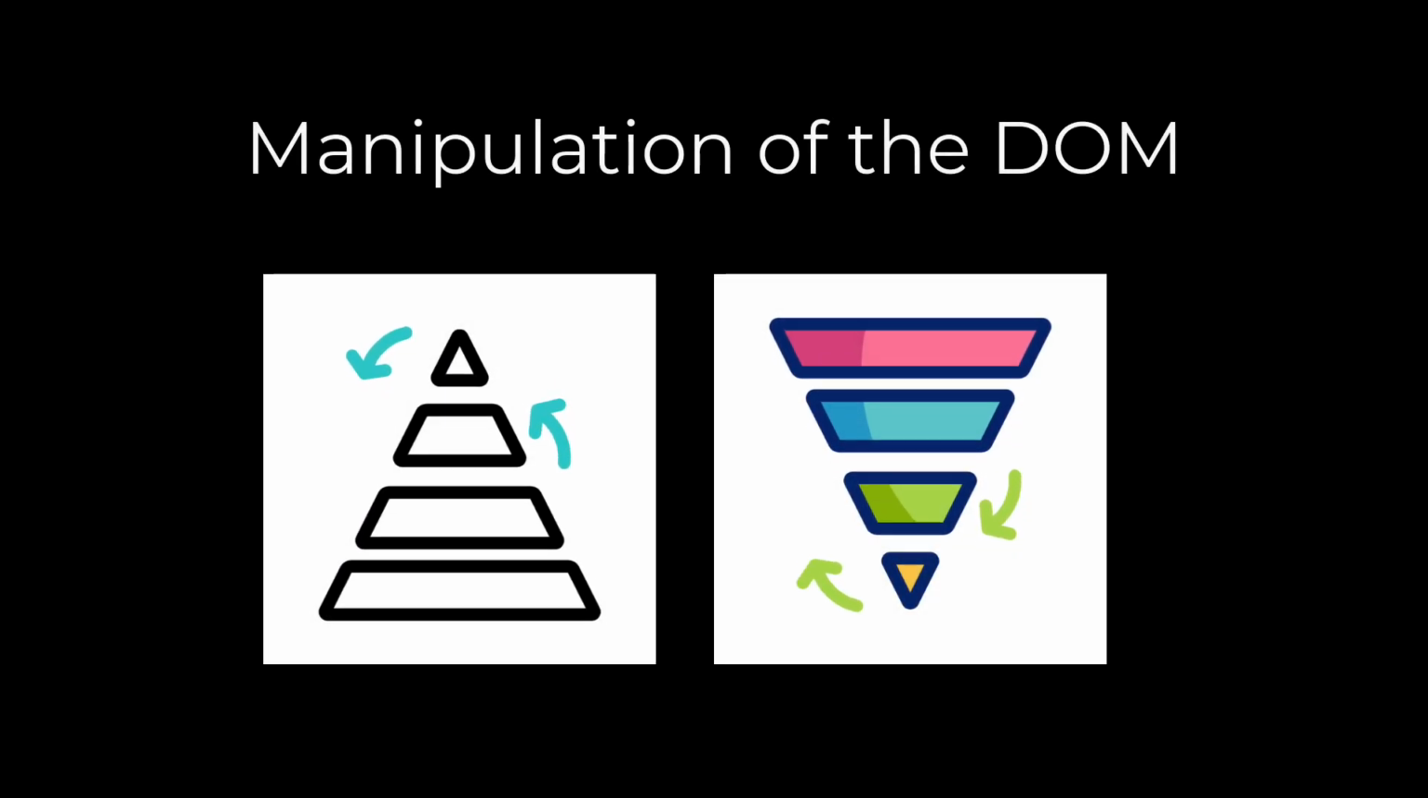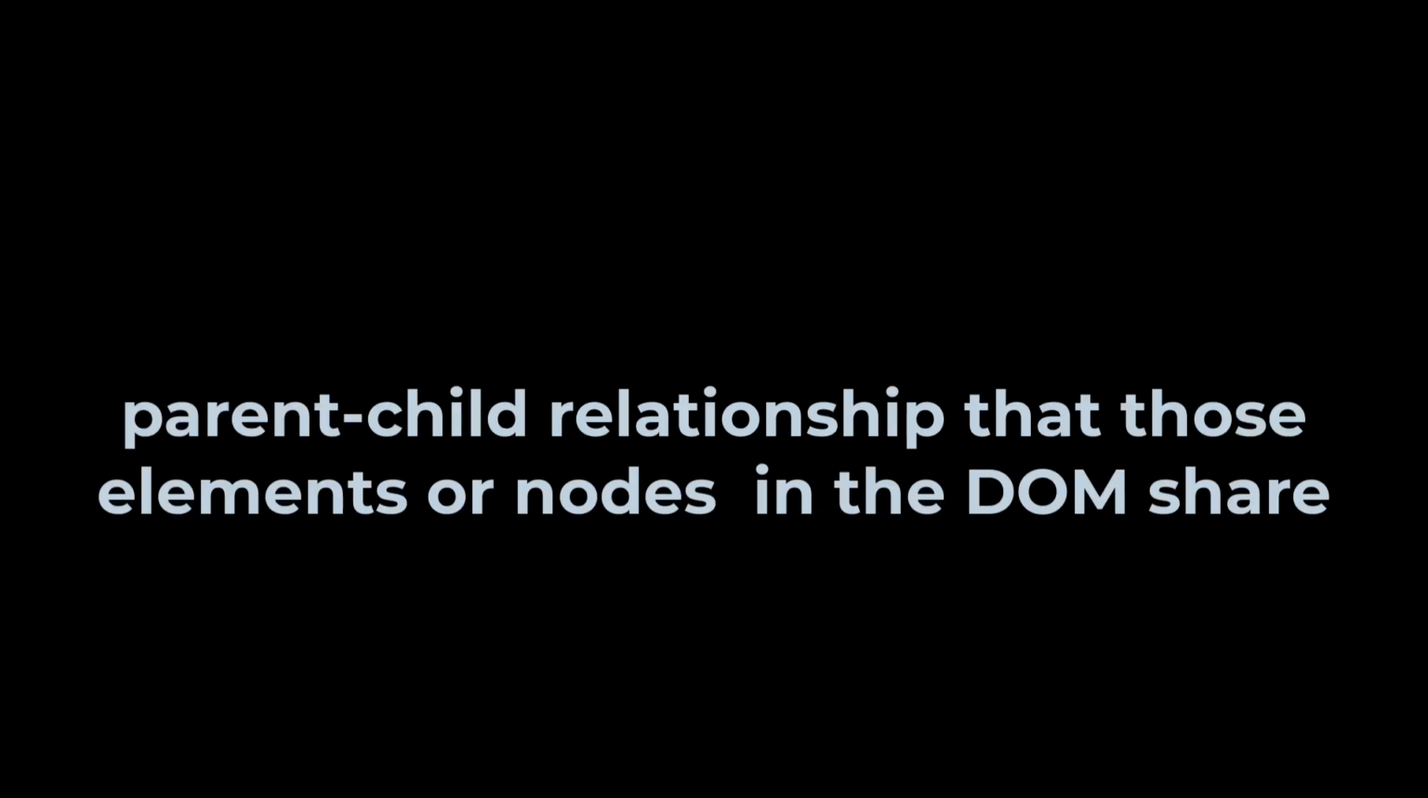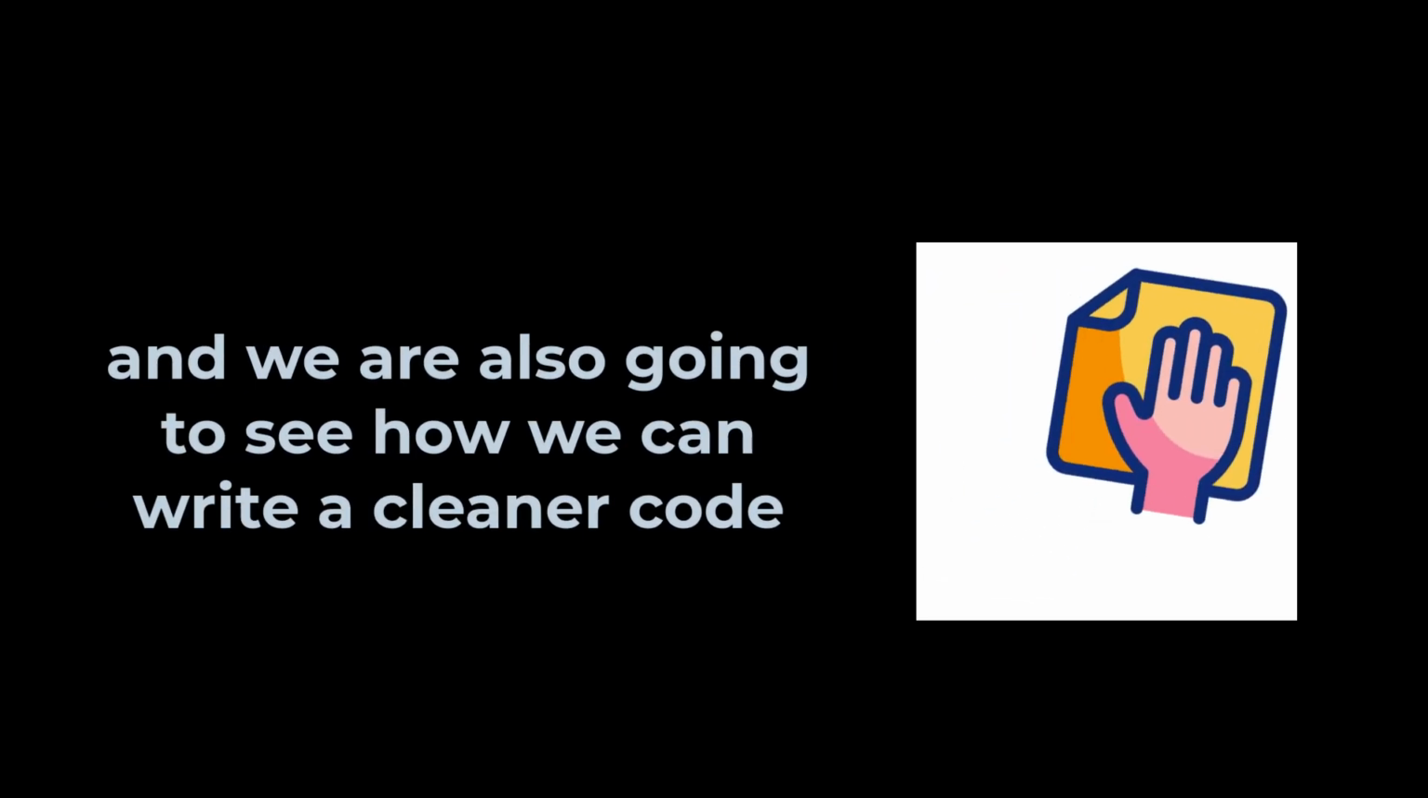We have already talked a lot about the document object model and we've been able to do a few manipulations. In this video, let us do even further manipulations based on the parent-child relationship that those elements or nodes in the DOM share. And we're also going to see how we can write cleaner code.